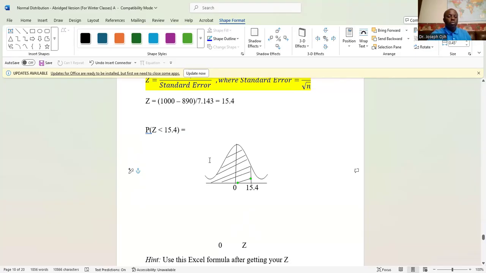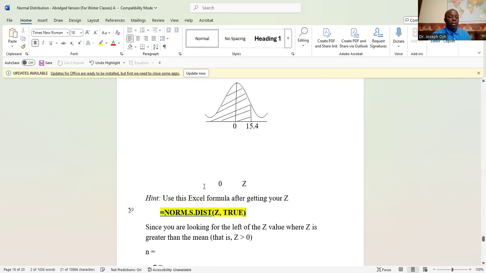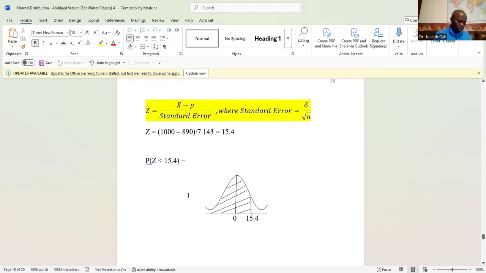Now, to solve it, we use this formula right here, the Excel formula we used to get it right away. Let me write it down: equals NORM.S.DIST(z, true). Our z is 15.4, and we're looking for the probability of z less than 15.4. So let's go and get this from Excel.